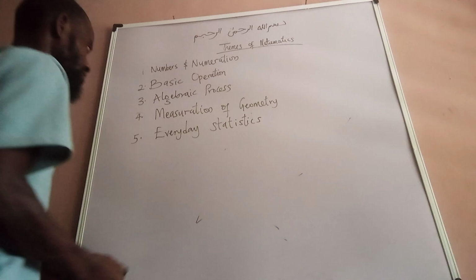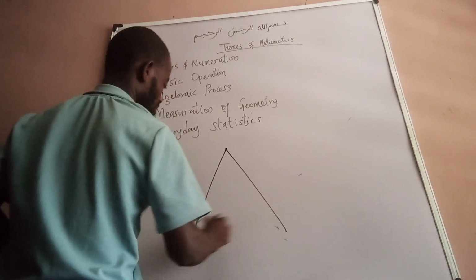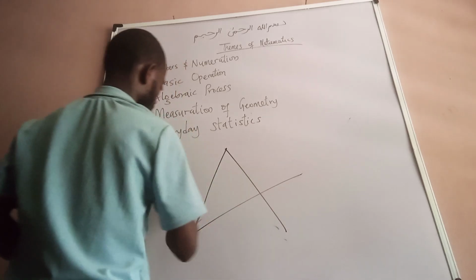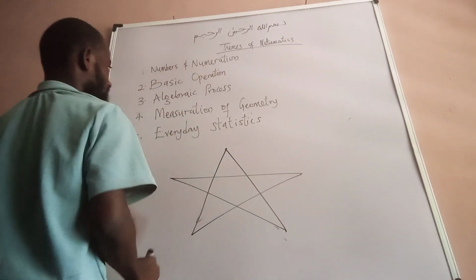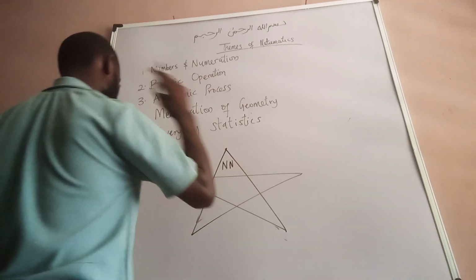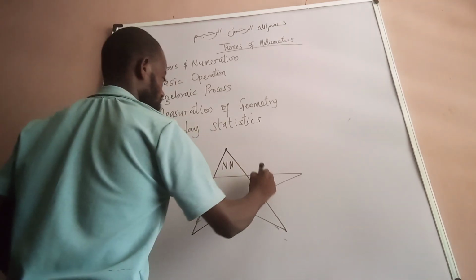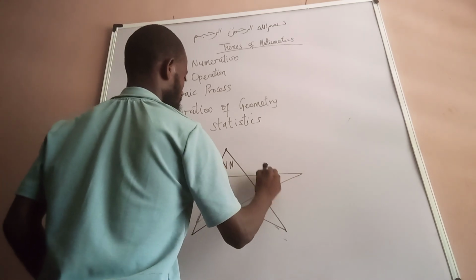So as a bonus, look at me. This is how you get it. If you want to get it, do like this. The first one is N. The second one is basic operations.